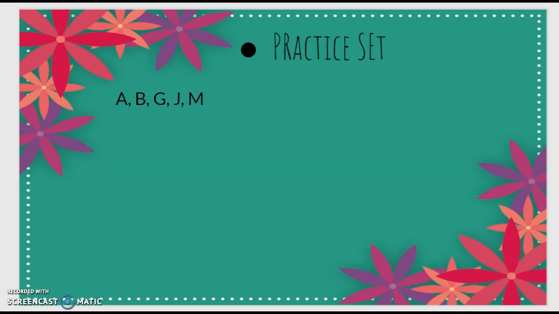The best way to get this down is to just try it out. So go ahead and do the practice set, A, B, G, J, M. I'm not going to try to say them like a word because that didn't go very well for lesson 57. Go ahead and do your best and give it a try.